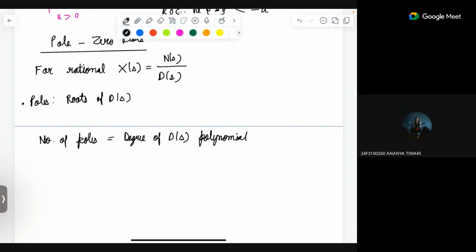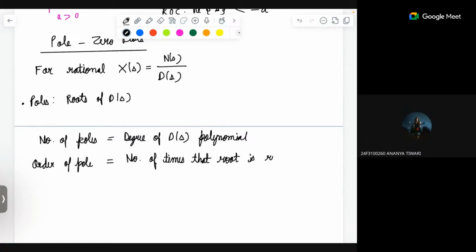And what will be the order of pole? So this is just the polynomial equations we studied. Roots is equal to degree and order is number of times that root is repeated in the polynomial. Order of pole is the number of times that root is repeated in the polynomial. The polynomial here is D of s. The roots of denominator polynomial are poles, number of poles, order of poles, we have it.